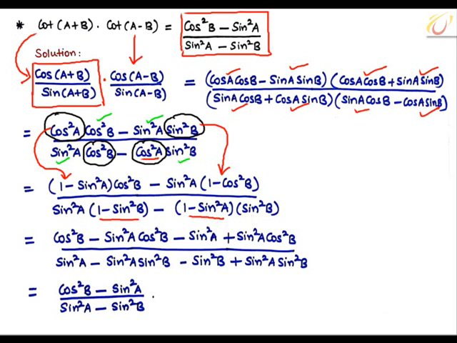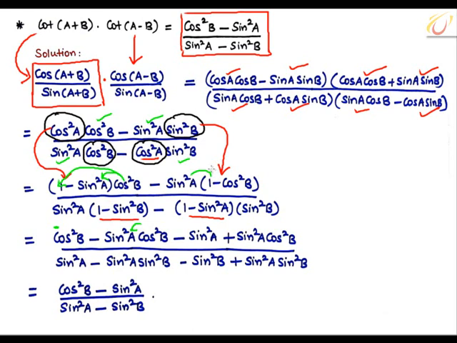So now let us start multiplying. Cos square B multiplied to 1 becomes cos square B. Cos square B multiplied to sin square A becomes minus sin square A cos square B.